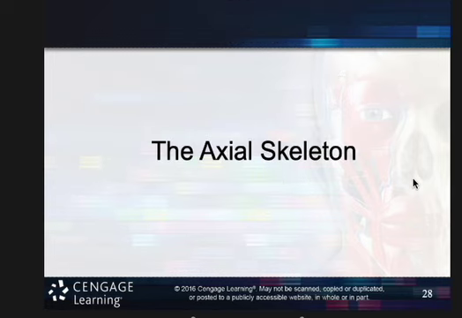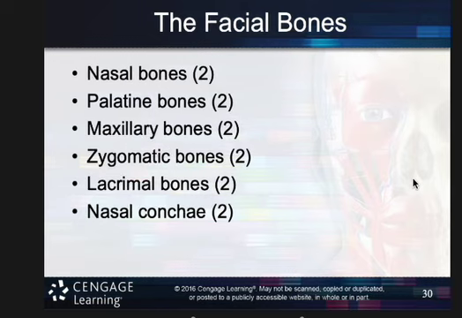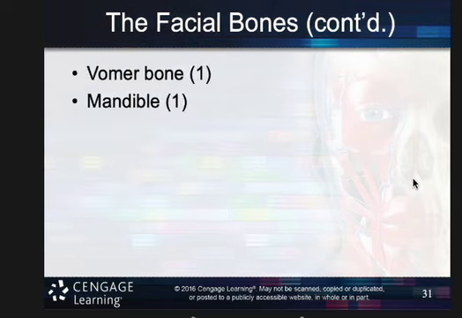The axial skeleton's skull is made up of the frontal and parietal bones, the occipital bone, the temporal and sphenoid bones, the ethmoid bone, and the auditory ossicles. The facial bones include the nasal and palatine bones, the maxillary bones, the zygomatic bones, the lacrimal bones, and the inferior nasal conchae. And then finally the vomer and the mandible. So we'll look at how these fit together next.